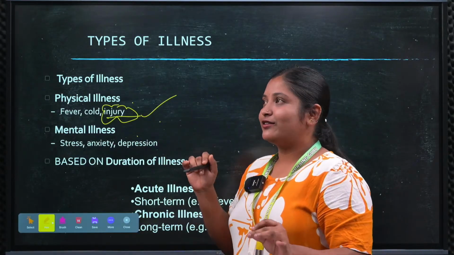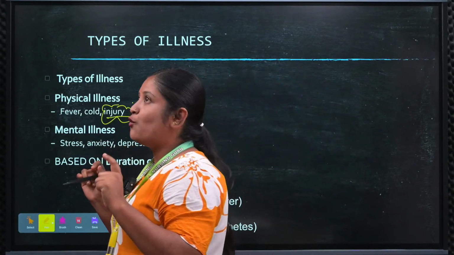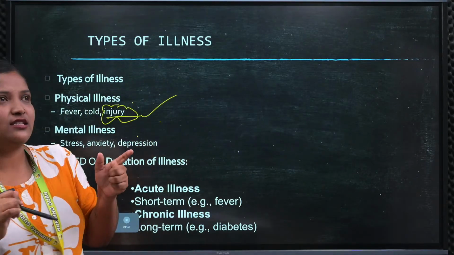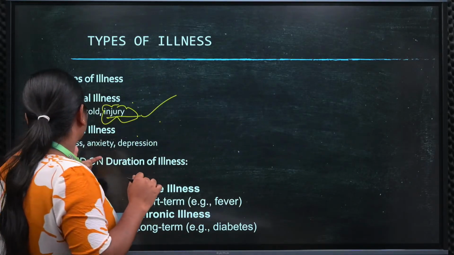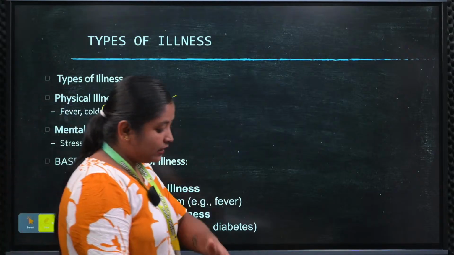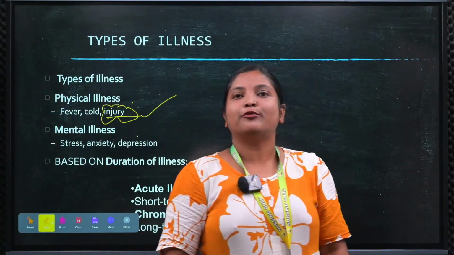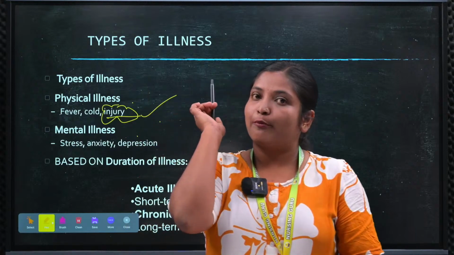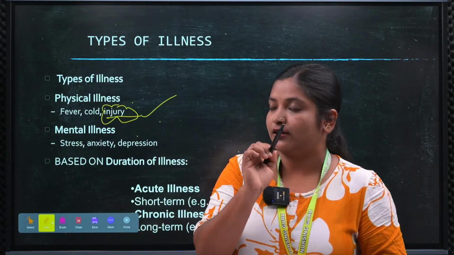Okay, so the next thing I can tell you is mental. Mental illness includes stress, anxiety, and depression. Why does it come? If you are not maintaining a proper lifestyle, definitely you are prone to get stress, anxiety, and depression.